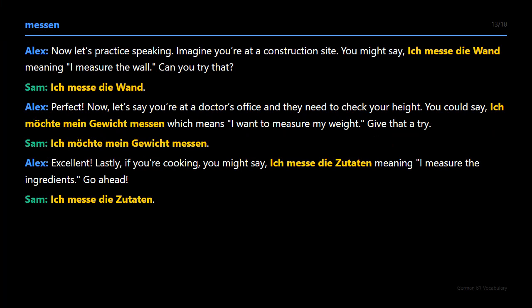Perfect. Now, let's say you're at a doctor's office and they need to check your height. You could say, Ich möchte mein Gewicht messen, which means I want to measure my weight. Give that a try. Ich möchte mein Gewicht messen.